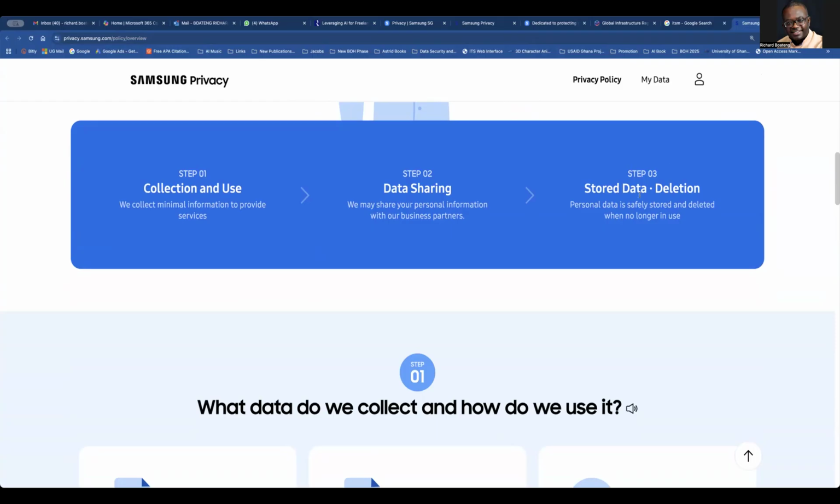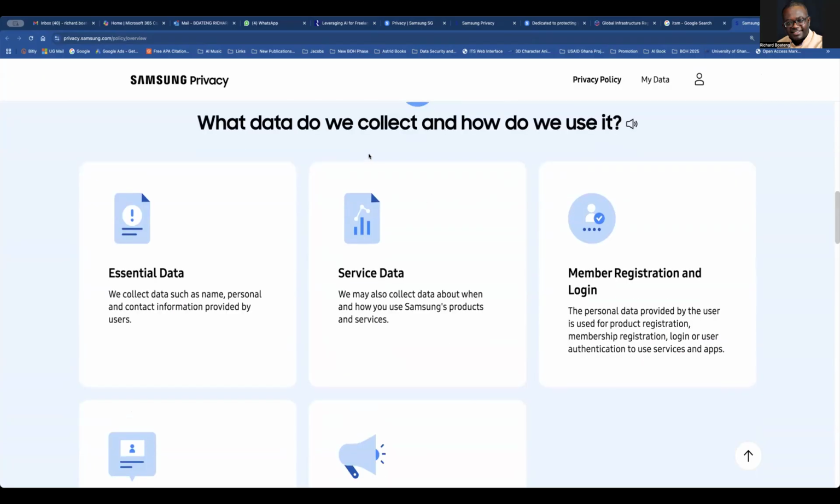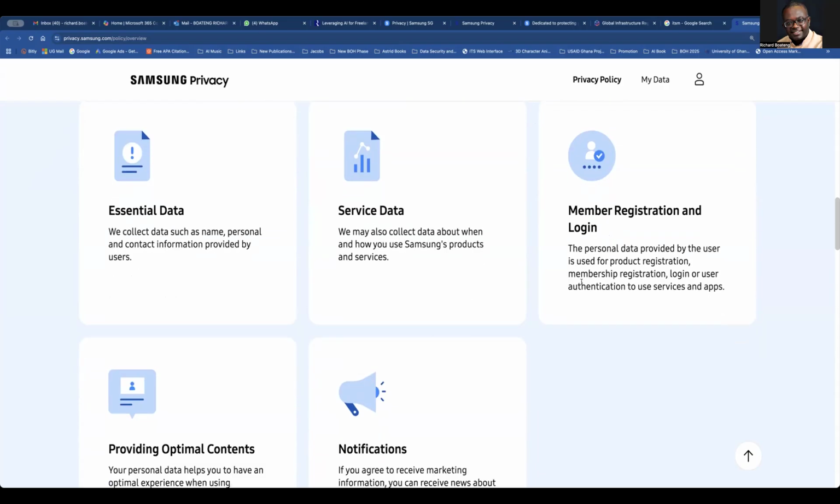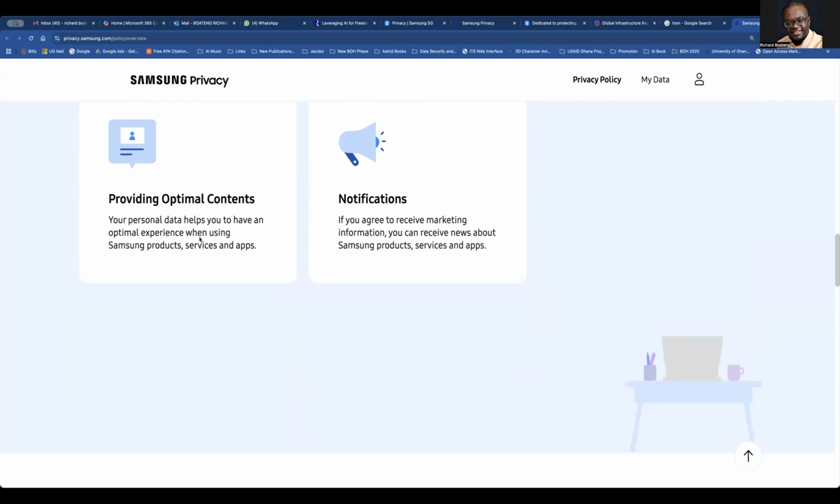Data stored and deletion: personal data is safely stored and deleted when no longer in use. What data do we collect, and how do we use the data? Essential data: we collect data such as name, personal and contact information. Service data: we also collect data about when and how we use some products and services. Member registration is another type of data they also collect. Then they go to providing optimal contents: your personal data helps you to have an optimal experience. That's why all this data is needed.